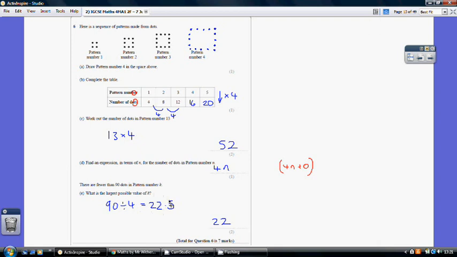So the biggest pattern number giving us fewer than 90 dots will be the 22nd pattern, which if you times that by 4 will give us 88 dots. Obviously the 23rd pattern would give us 92 dots, which is too many. So the pattern number k, it's 22.